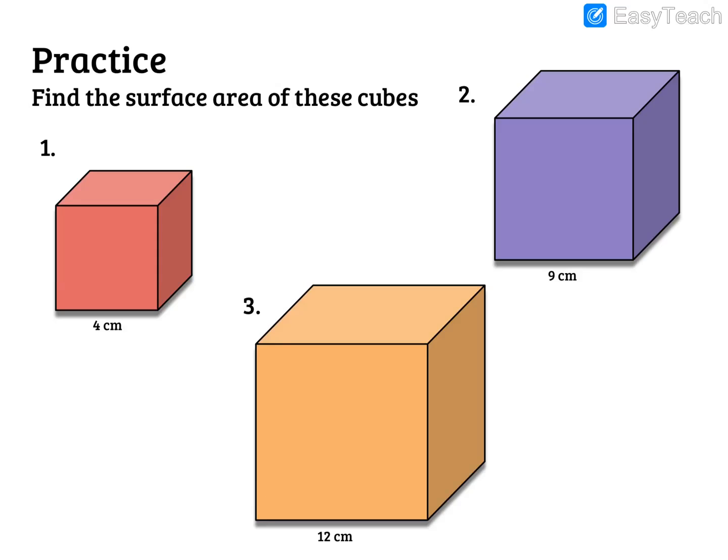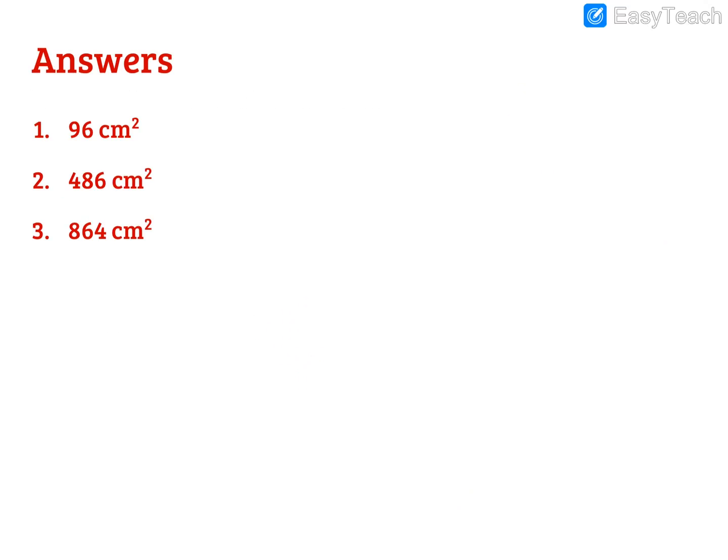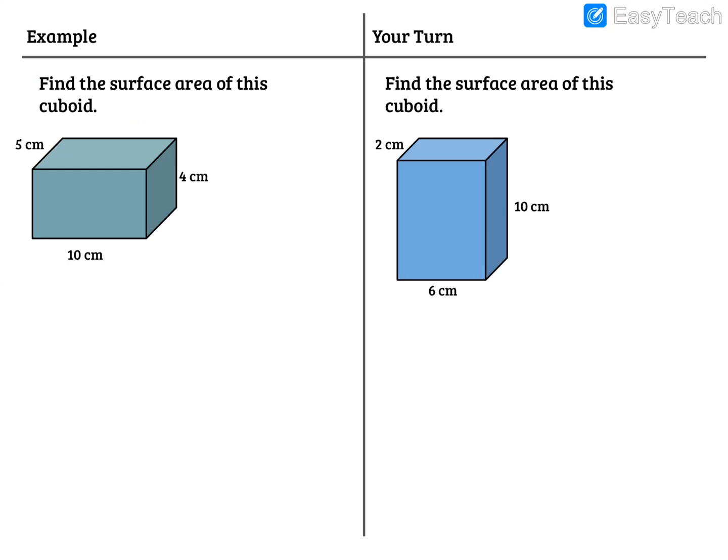Okay, these are the answers we should have found. Did you get them right? I hope so. We're going to go on to some cuboids next. So, these are very similar to what we've just done. The only difference is rather than being cubes, where all the lengths are the same, we've got cuboids, where the length and the breadth and the height can all be different. But we still work in exactly the same way.